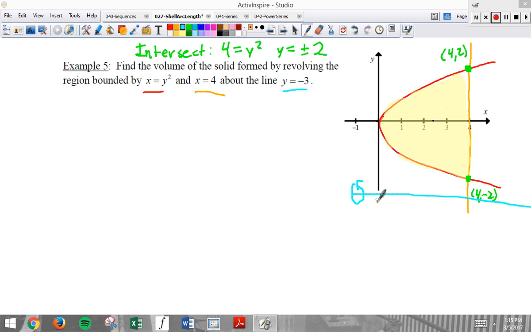All right, I'm going to keep using the shell method. Could you use the disk or washer method? Yes, but notice your rectangle would look like this, and this is exactly the type of problem we talked about when we first went over disks and washers. We said that this would be hard because calculating top and bottom was very difficult. So I'm going to use shell. So there's my representative rectangle.